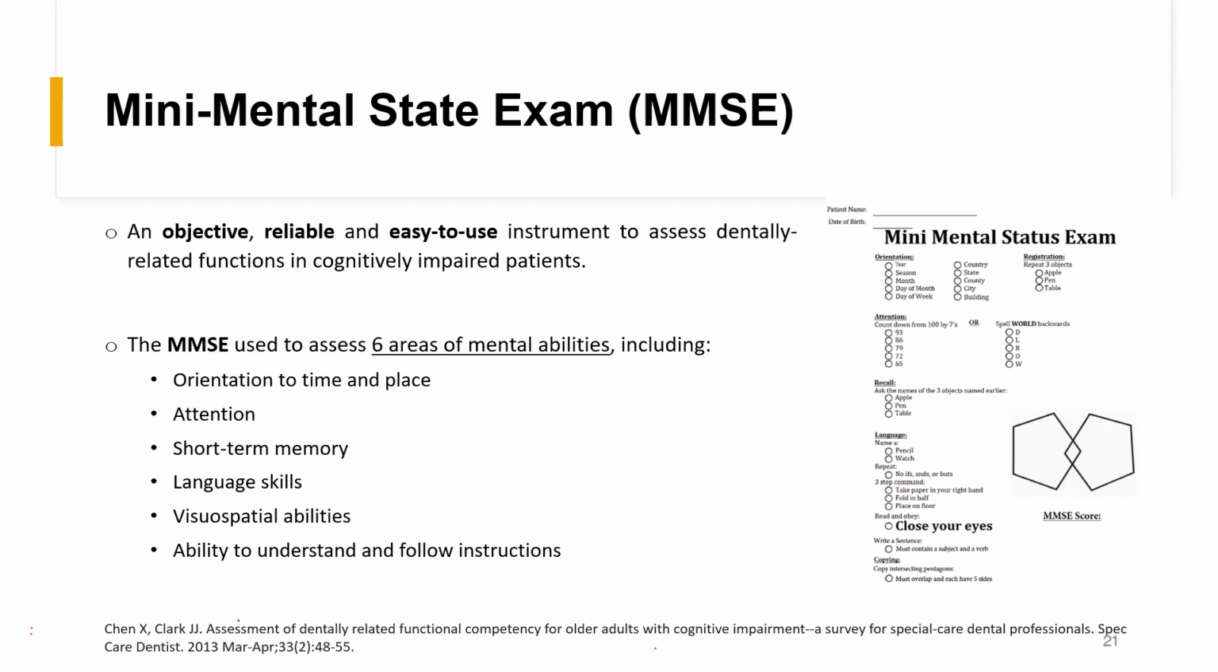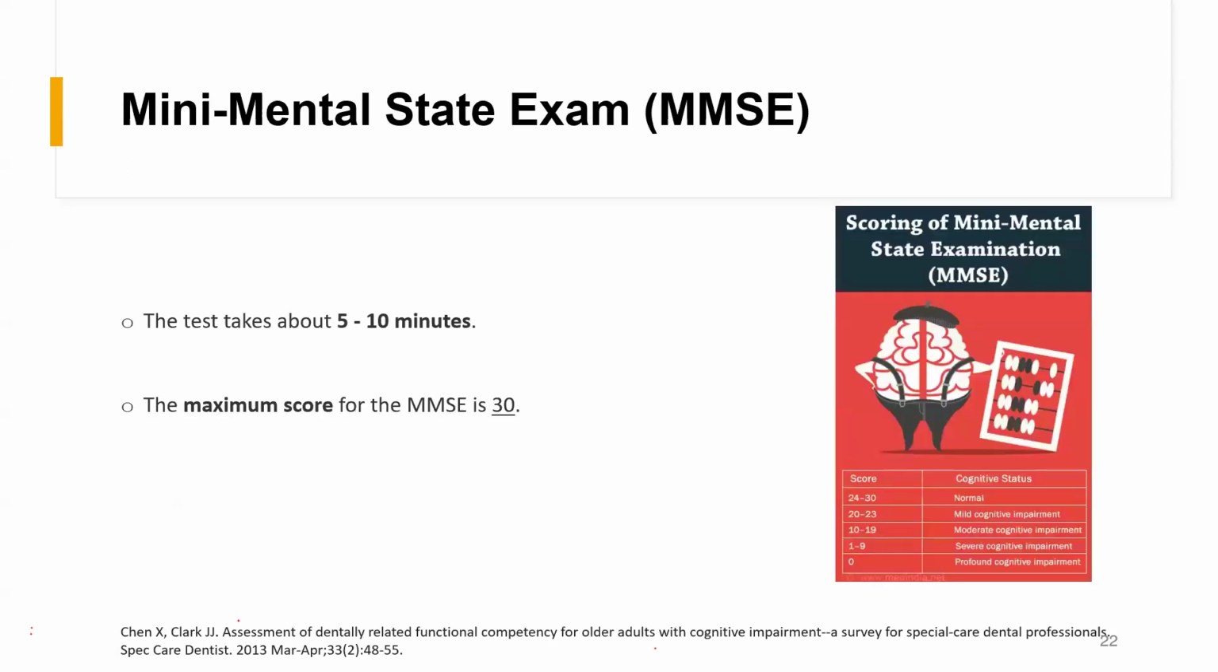visual spatial abilities, meaning visual and spatial relationships between objects. As we see here in this figure, they ask the patient to redraw this figure. Okay. And finally, it tests the ability to understand and follow instructions. After the patient completes this test, usually the mini mental state exam is scored out of 30.